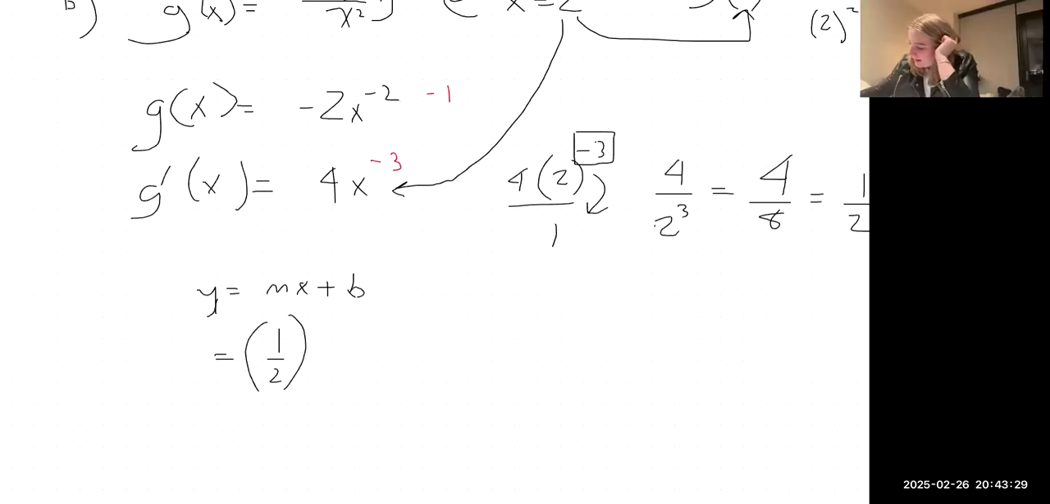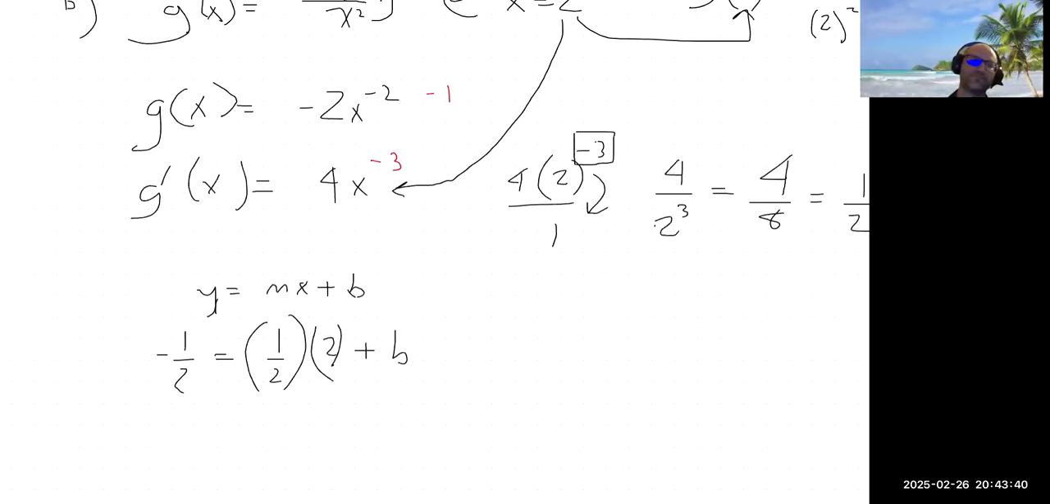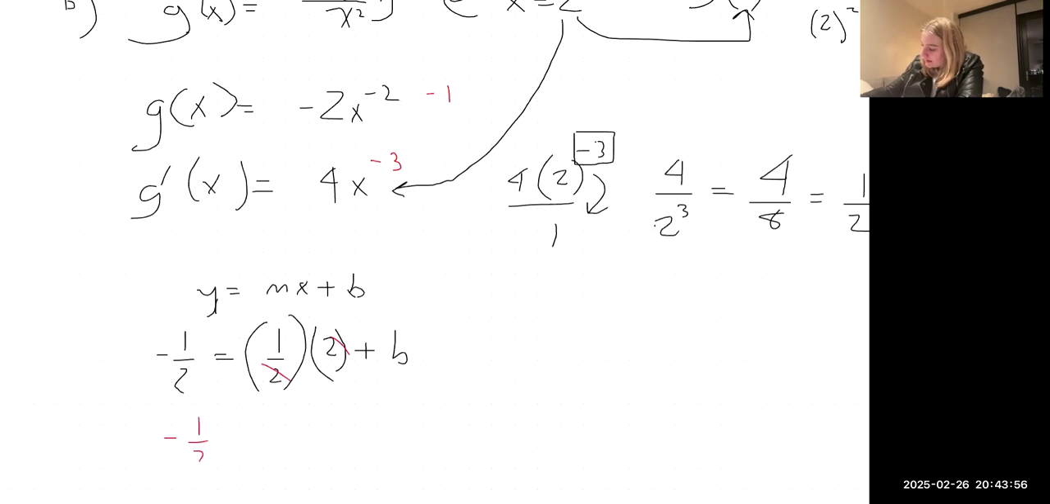So now we have -1/2 equals 1/2 plus b. Good. So now we need b. We would say -1/2 minus 1/2 equals b. So that's -2/2, which is just -1.